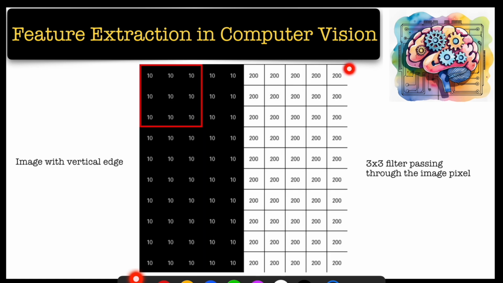Similarly, let's say we have a similar image with a vertical edge. On the left side we have darker pixels and on the right side we have brighter pixels. And the 3x3 filter is passing through the image pixels. Now, what type of filter do we need, the X filter or the Y filter? We are detecting a vertical edge. That means we have to find the changes from left to right, so changes in the X direction. So we need the Sobel X filter.